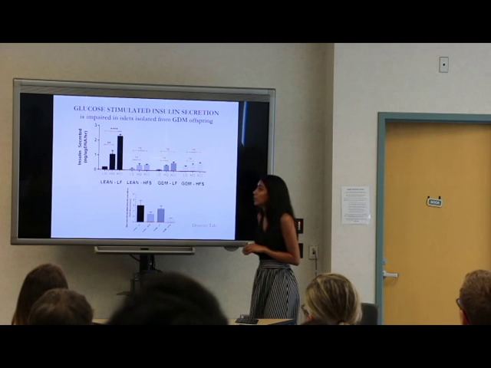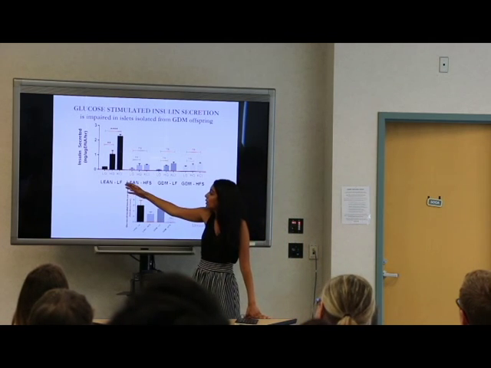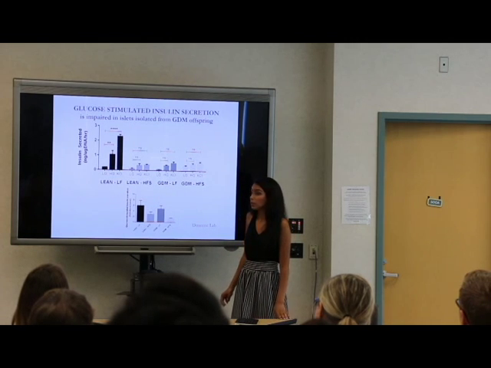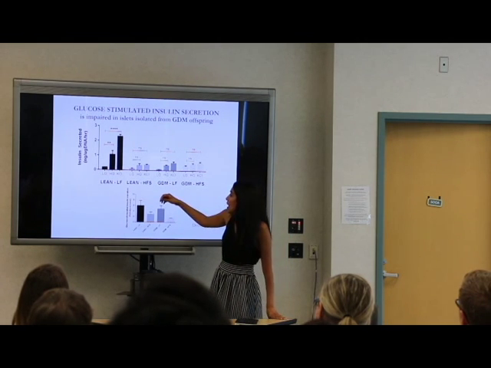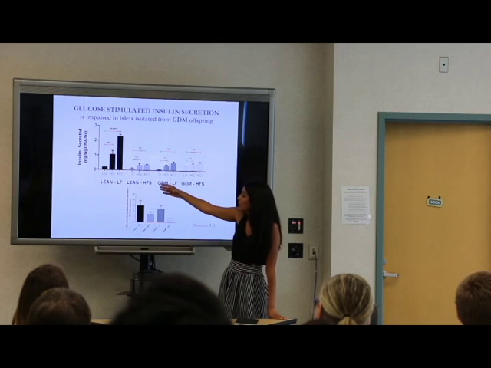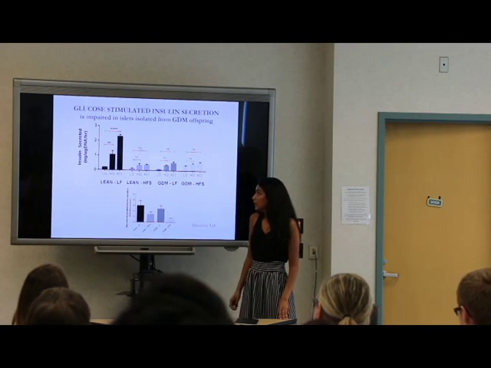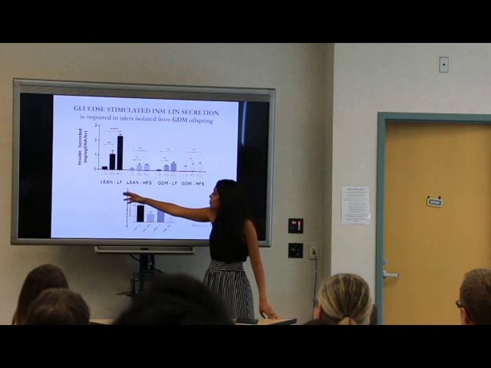So we'll start with our control group of offspring from a lean mom on a low-fat diet. So here, when they're stimulated with a high glucose, they are increasing their insulin response significantly. And then our offspring born from a lean mom on a high-fat sucrose diet are increasing their insulin secreted in response to high glucose, but not nearly to the same degree as the control group.